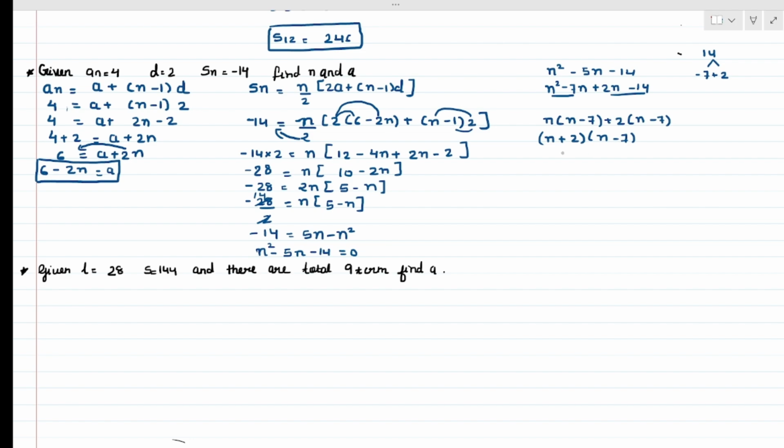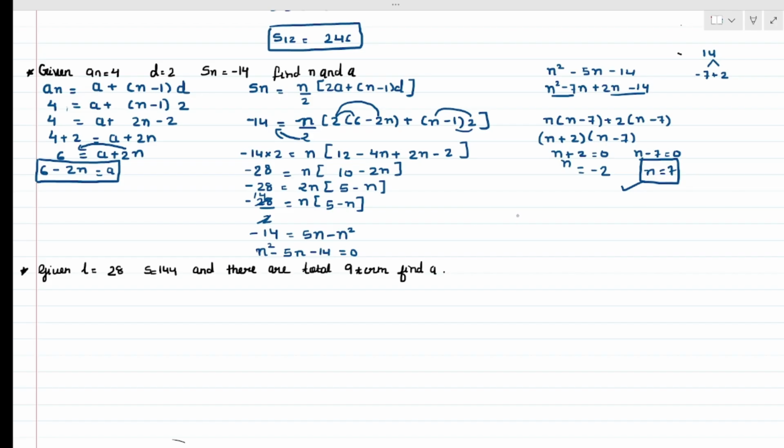Now equate them with 0. So n plus 2 equals 0 and n minus 7 equals 0. So I got my value of n equals minus 2 and n equals 7. Now you know that n is not negative, so this positive number n will be correct.